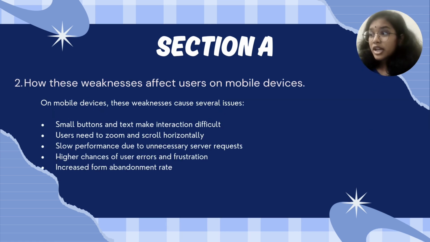Moving on to section A, question 2. How these weaknesses affect users on mobile devices. On mobile devices, these weaknesses cause several issues, such as small buttons and small text, which make the interaction difficult for the users, and users have to zoom and scroll horizontally. Thus, slow performance occurs due to unnecessary server requests and also higher chances of user errors and frustrations. This increased the form abandonment rate.